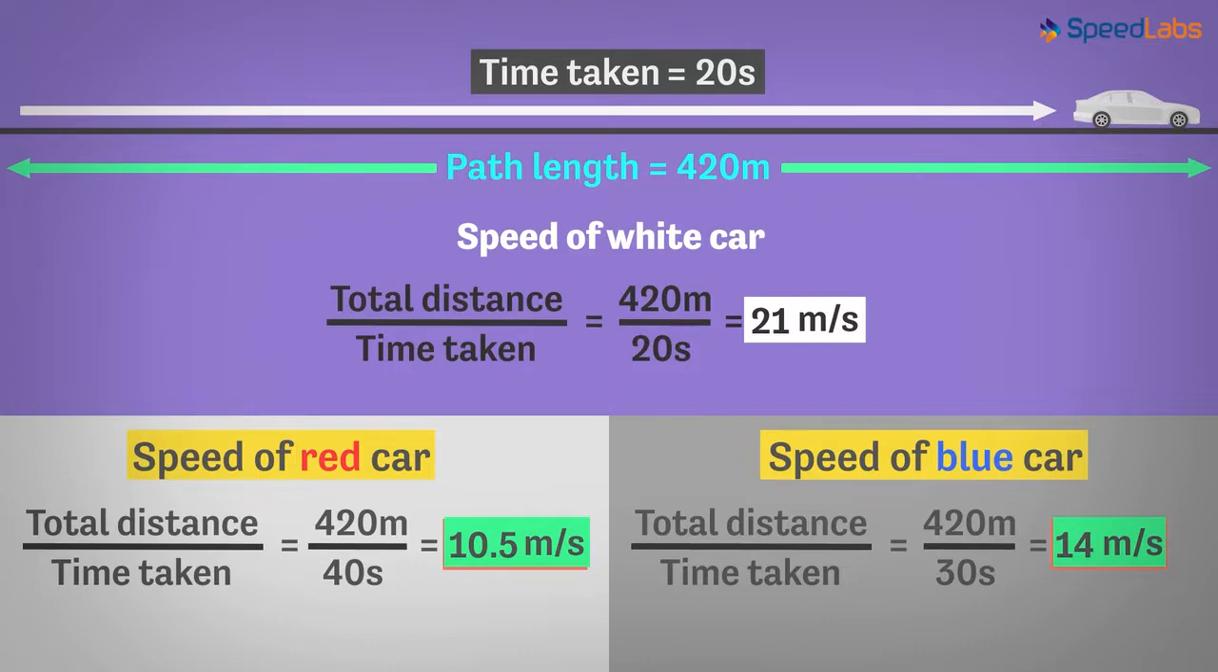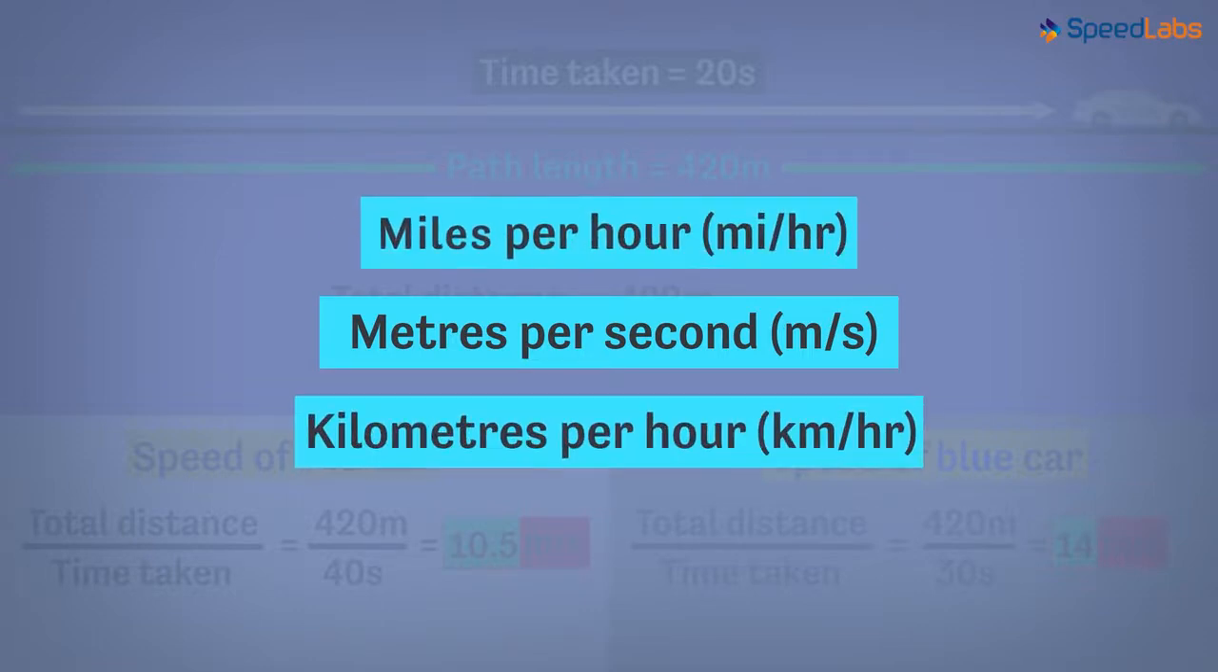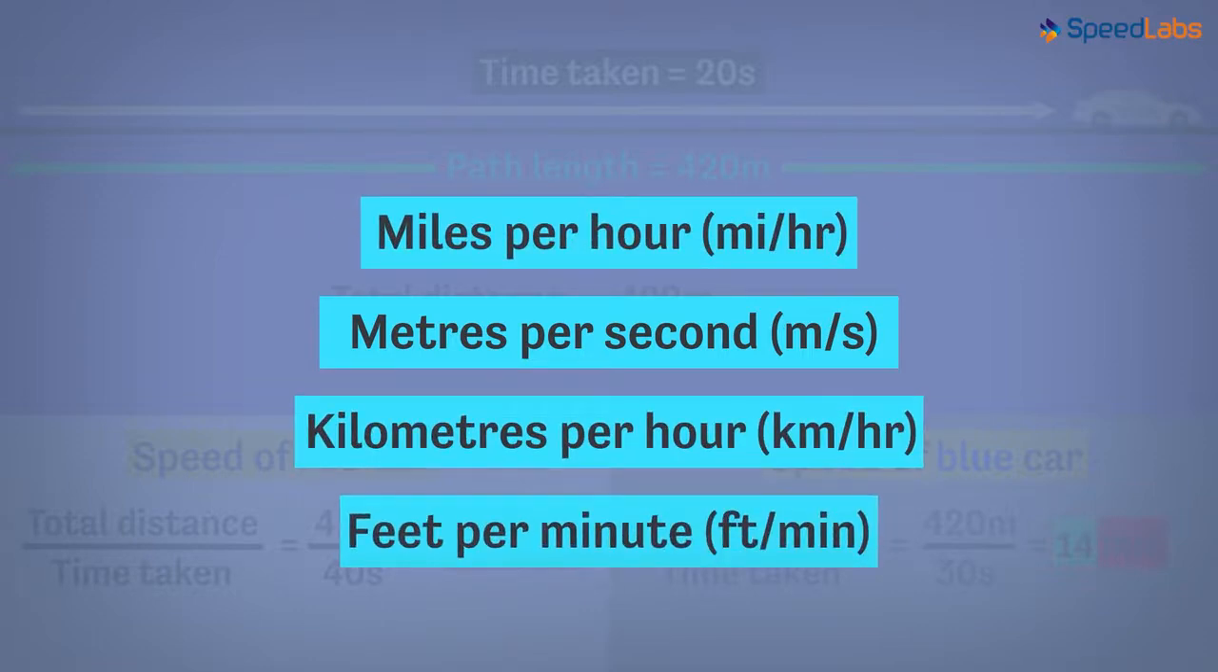Now I want you to look at the units. Meters per second is one of the units of speed. There are many such units of speed that you must be aware of. For example, kilometers per hour, miles per hour, feet per minute, and so on. We will discuss more about these units in our future videos.